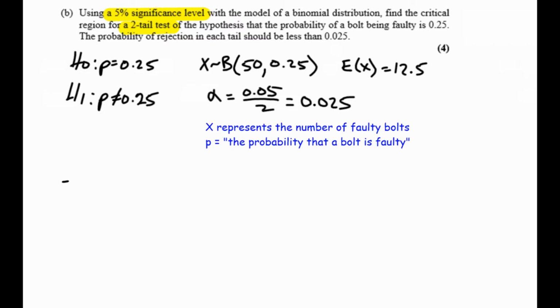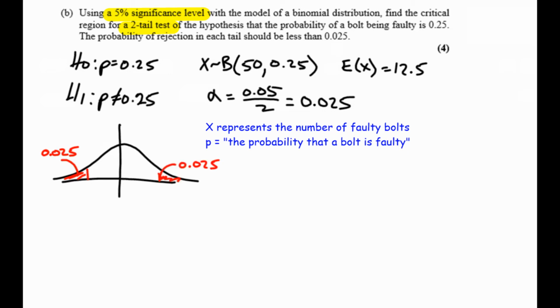Let's just get a quick diagram for reference. I want the area in each of these tails to be 0.025, so the area and the probability. So I just need to identify what value would be the first one that has a probability of less than or equal to 0.025, and I'm going to verify that by also finding another value, one which has a probability above 0.025. Go ahead and try and calculate those.